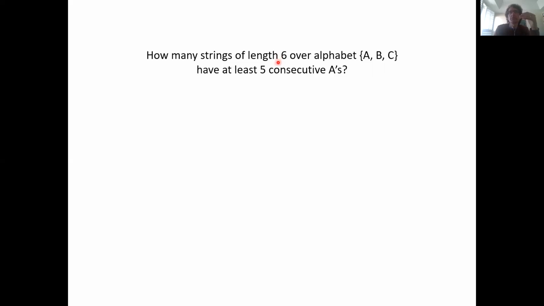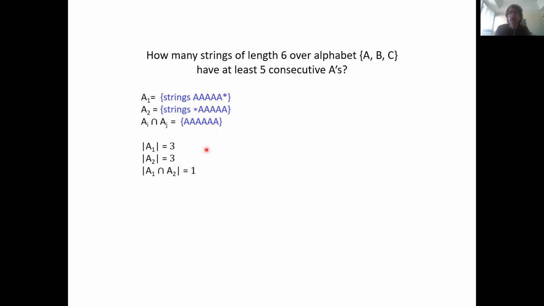So what about strings of length 6 over an alphabet, where you have at least 5 consecutive A's? Strings of length 6, so there are not that many of them, but let's see. The first set can be like this, where you vary the last element. The second set is perhaps like this. The thing is that these two sets have a non-empty intersection. There is a string that has the run of A's both starting the string and ending it, and it's just this. Each of these sets has multiplicity 3, because the star element is any of these 3. And the intersection is 1.